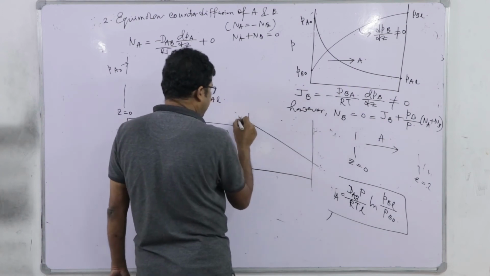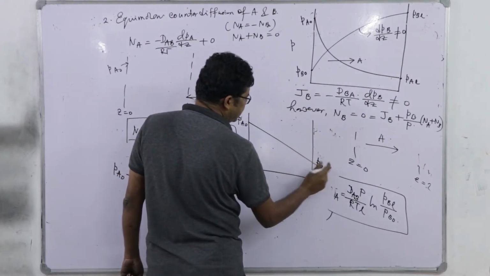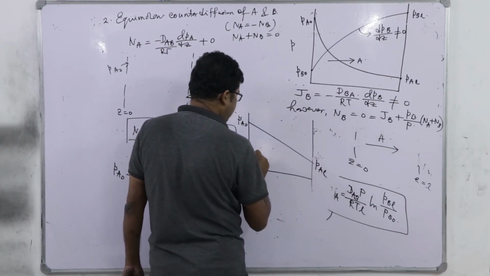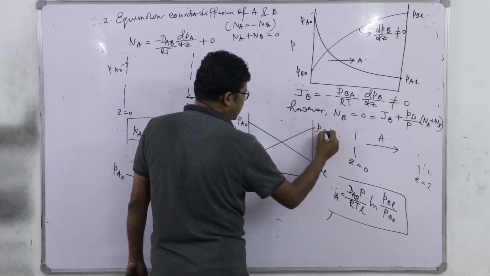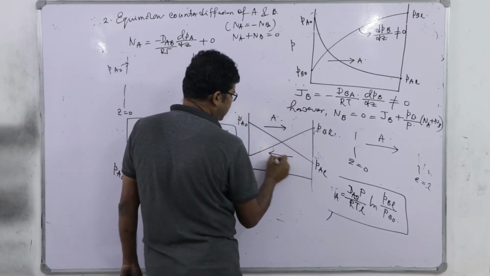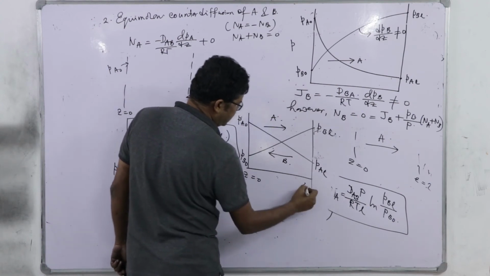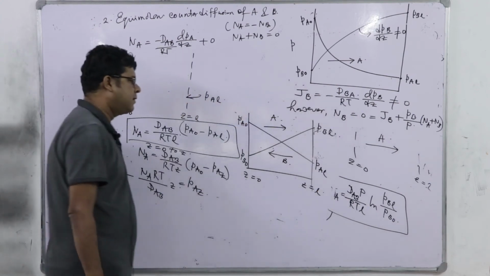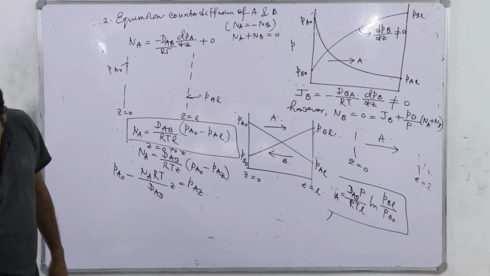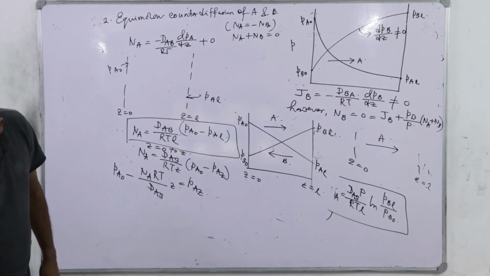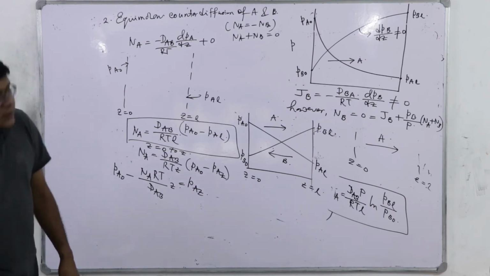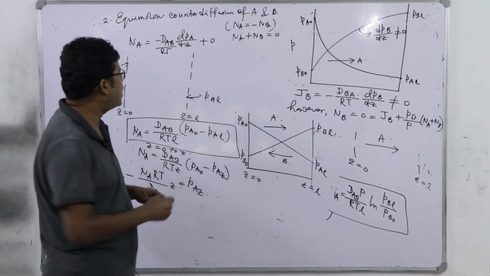So, here is the pressure profile: PA naught, here it is PAL, this will be PBL, and this is PB naught. A diffuses in this direction, B diffuses in this direction, from Z equal to 0 to Z equal to L, right. So, that is the equimolar counter diffusion of A and B. We can also have non-equimolar counter diffusion, but that we are not going to discuss.